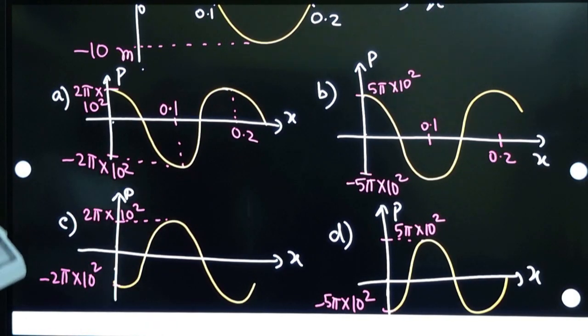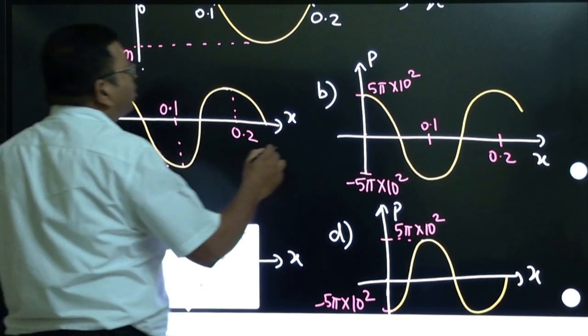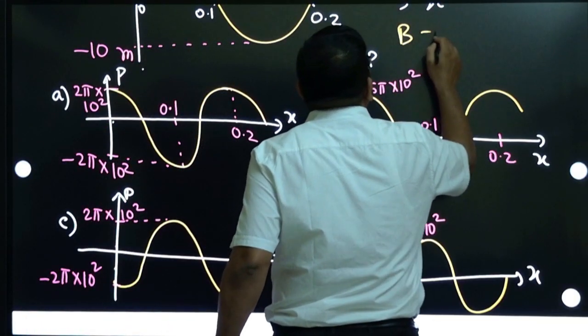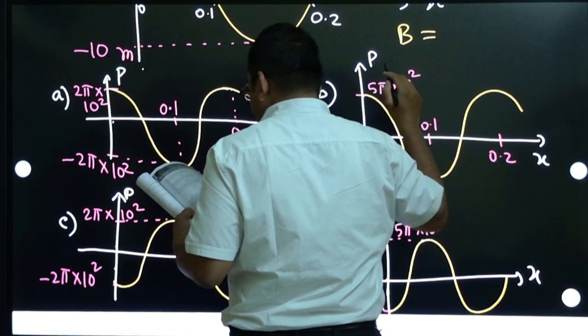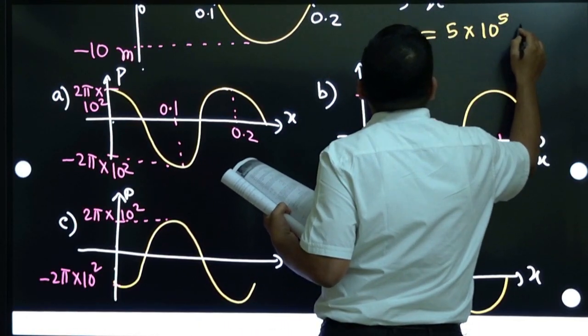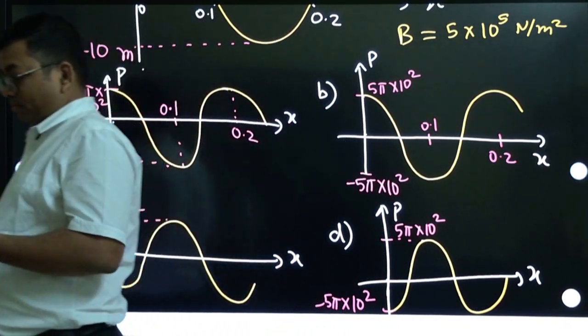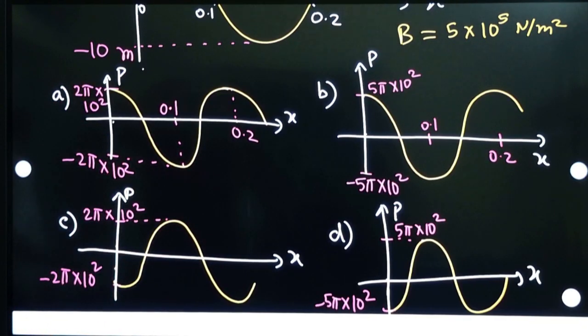And what about bulk modulus? They have given the bulk modulus in the question. Okay, the bulk modulus value they have given. Bulk modulus is 5 into 10 to the power 5. This they have given. Try this.